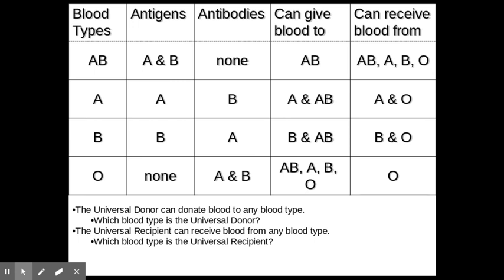Type A blood has A antigens and B antibodies. You can give blood to A or AB people, and you can receive blood from A or O people. Type B, you have B antigens and A antibodies. You can give blood to B people and AB people, and you can receive blood from B people and O people. Type O, you do not have antigens. You have both A and B antibodies. You can give blood to any of the blood groups, and you can receive blood only from O. So O blood is known as the universal donor.